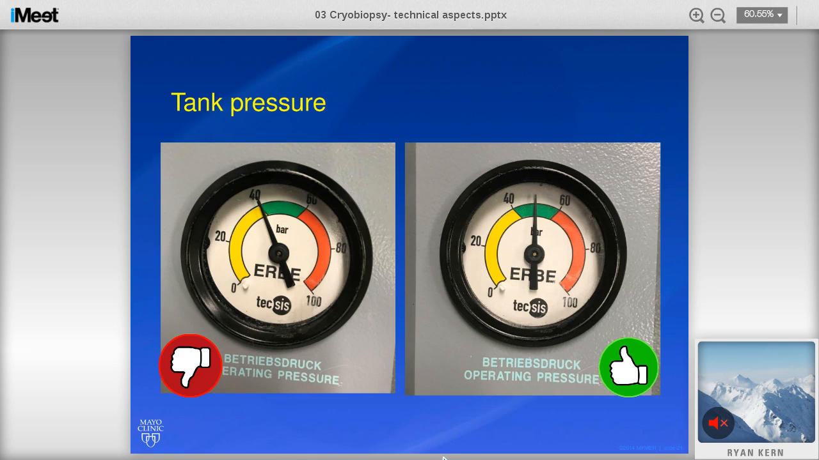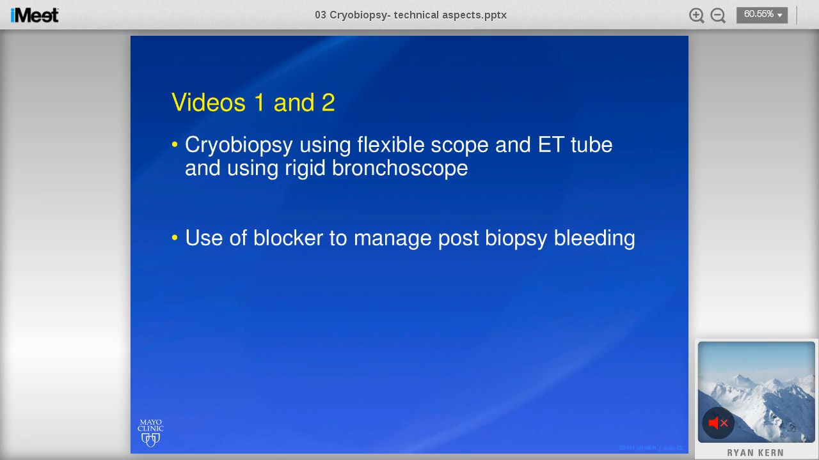Tank pressure, we found this to be pretty critical as well. When it gets to the low green, you just don't get a very fast freeze. It might be enough to do an endobronchial tumor debulking or something like that when you just need it to be sticky. But when you want a real good flash freeze, you really want a nice and full tank. We had a tank once that was only filled to about here, and it just wouldn't give us a good freeze, and immediately got better when we had a full tank. So just something to watch for.